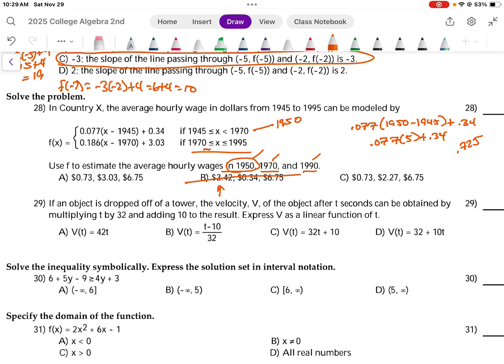Now, they both have 675 as the last answer, so really only have to try the 1970. And so it's a matter of, okay, for 1970, which equation was put in there correctly? So we're just going to go ahead and put 1970 in there. If I put 1970, it'd be 0.186 times 1970 minus 1970 plus 3.03. Well, that becomes 0, so it's just 3.03. So that would be the correct answer.